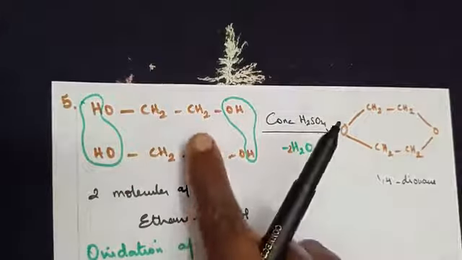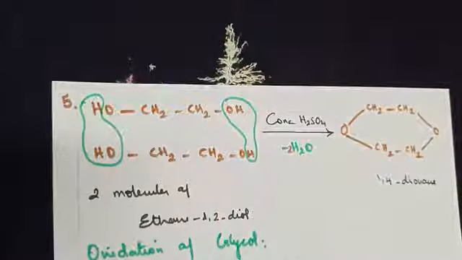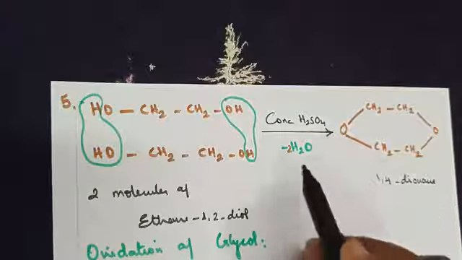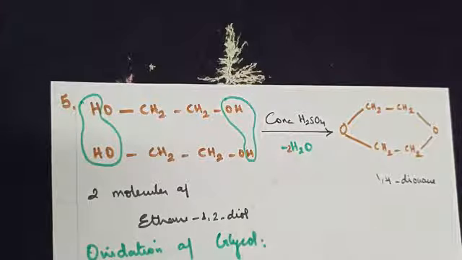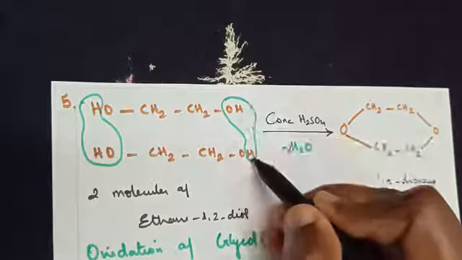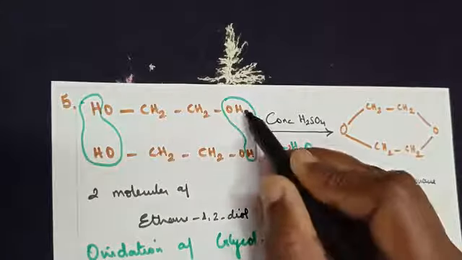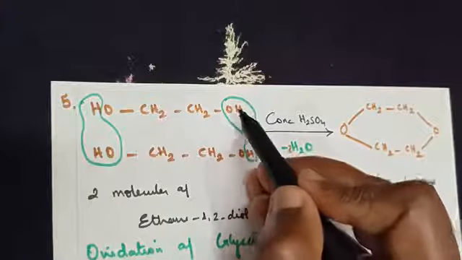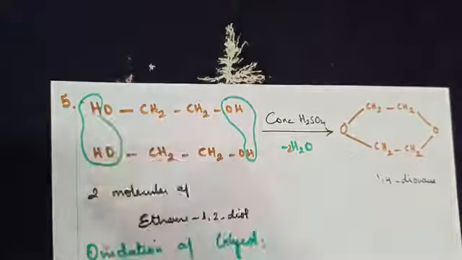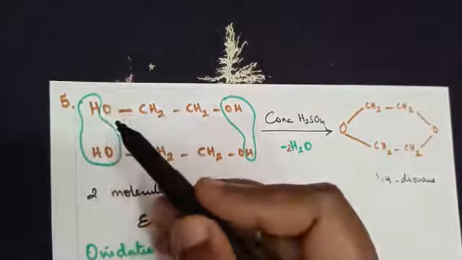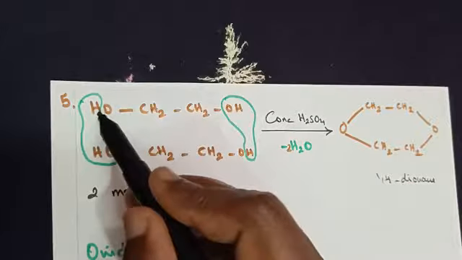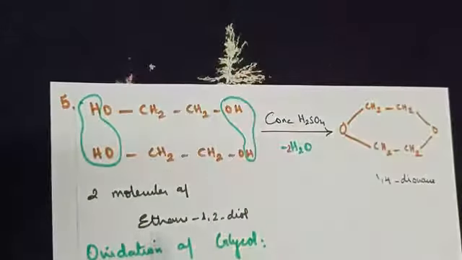So 2 molecules of ethane 1,2 diol. When we treat with concentrated H2SO4, here again 2 water molecules are lost. So losing a water molecule, OH from here and H from here. If the OH is lost from here, only hydrogen will be lost here and OH from here. So all you need to show is one side removal of OH, the other side removal of hydrogen, or vice versa also you can take it.